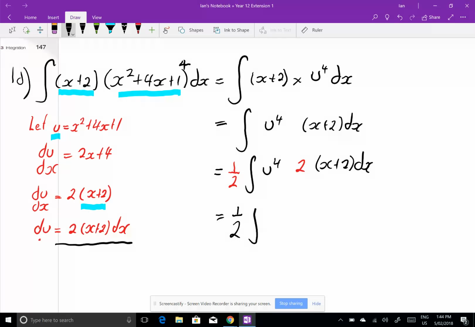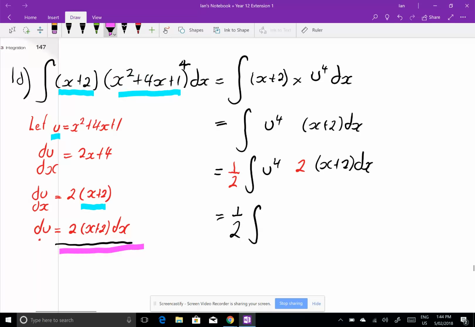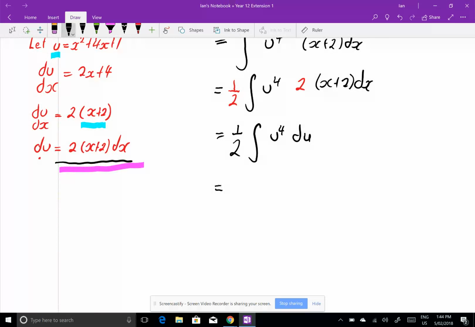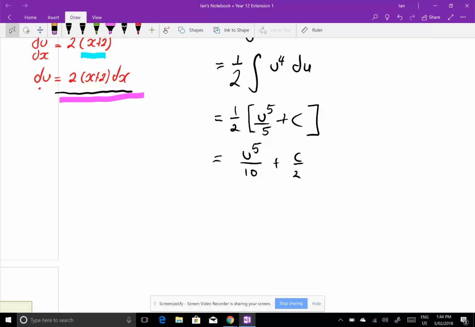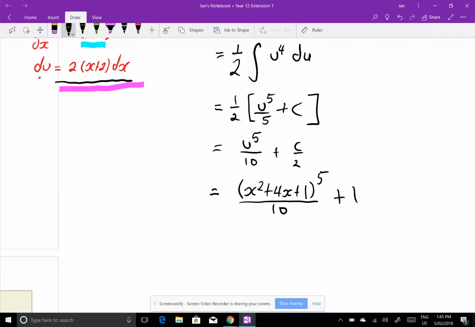So I get a half, and now I can change all this for du, which means I get u to the 4 du, which is really easy to integrate. You get a half u to the 5 over 5, oops, don't forget your constant, plus c, which equals u to the 5 on 10 plus c on 2. Substitute back in, what was u? x squared plus 4x plus 1. So x squared plus 4x plus 1 to the 5 over 10. And this is just some constant which will change to k.